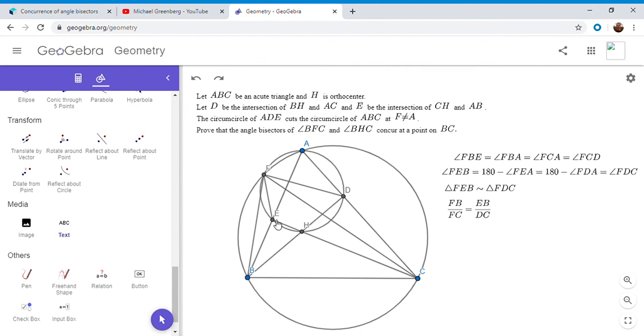And like I mentioned before, we know triangles EHB and DHC are similar. So EB over DC is actually HB over HC. So this is what I just said: BHE and DHC are similar, so EB over DC is HB over HC. And then you could just use transitivity here. So FB over FC is HB over HC by transitivity.